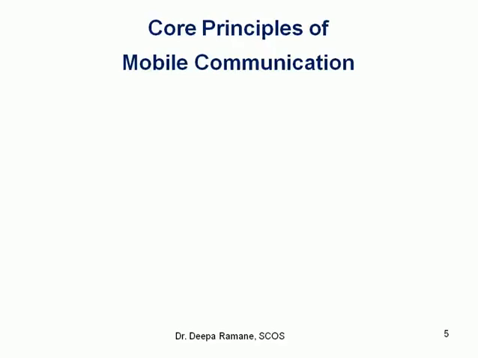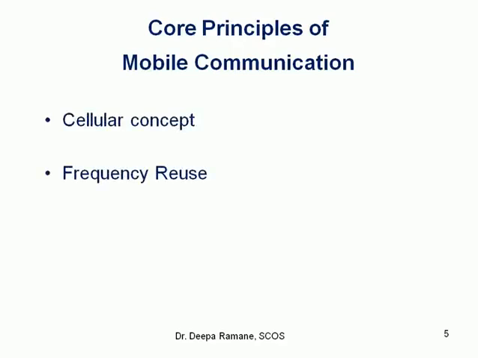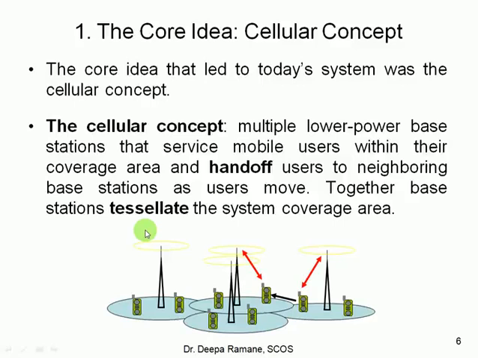There are basically three core principles of mobile communication. First one is the cellular concept, second one is the frequency reuse concept, and third one is the handoff technique. So we'll see one by one. Let us see first of all the cellular concept. The core idea of today's system is the cellular concept.